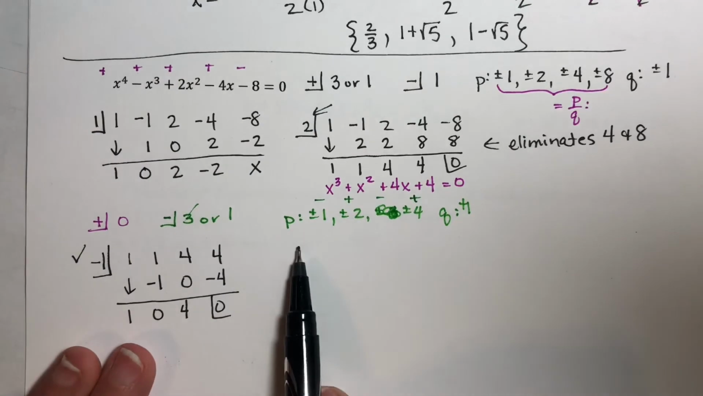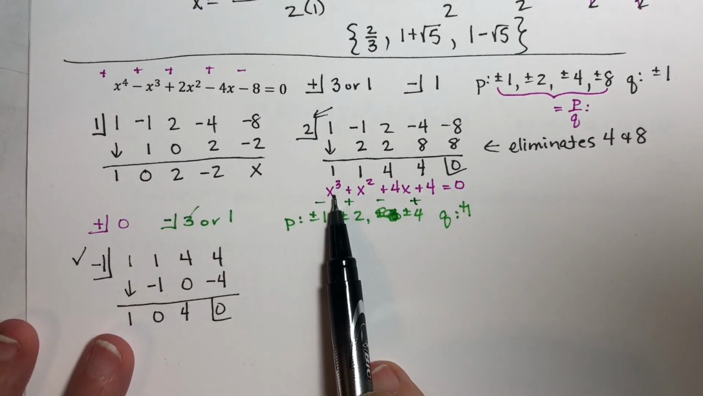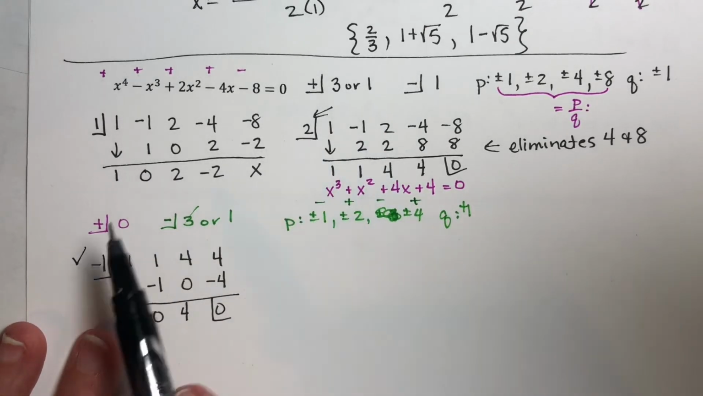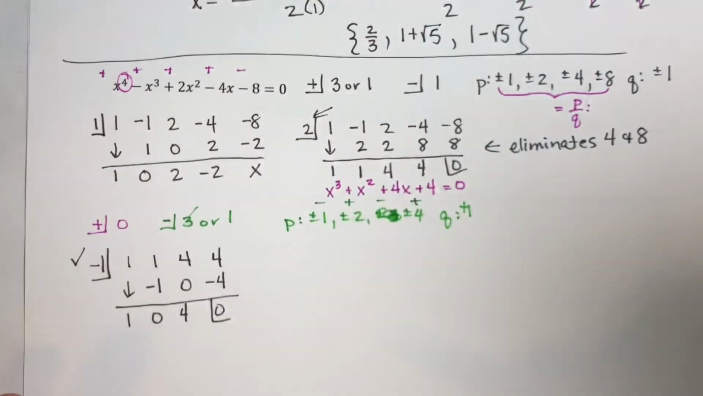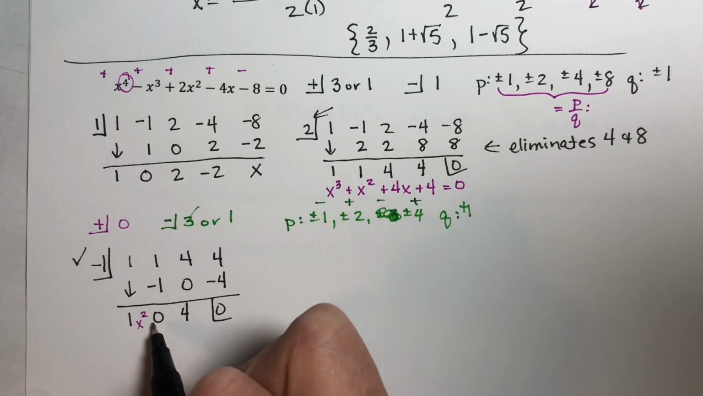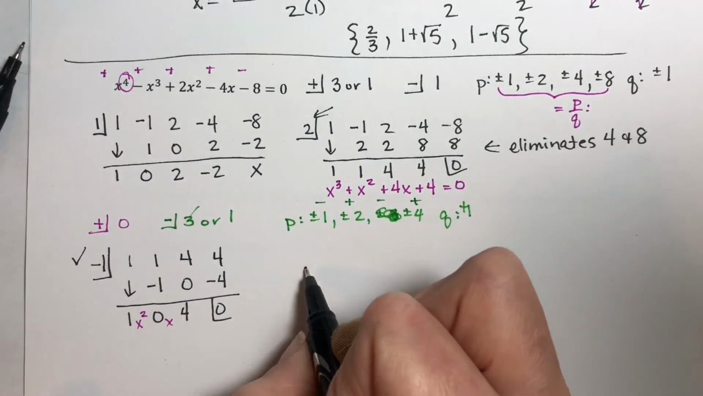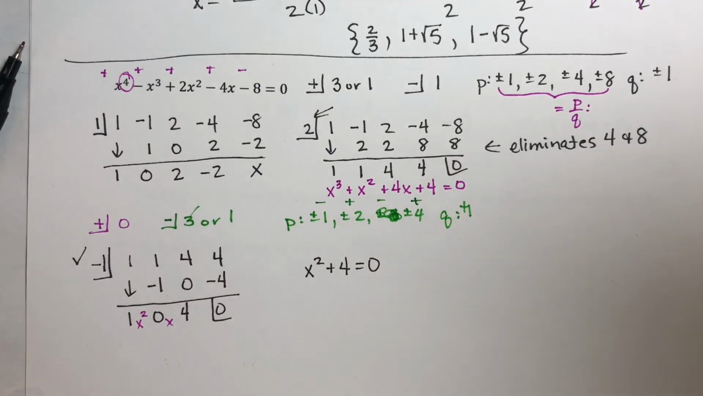Now I needed to do this because once I found one solution here, it only brought it down to a cubic equation. And I only know how to solve, in general, a quadratic. So only if I have a square. Now here I have 2 of my solutions. I have 2 and I have negative 1. Now to get my other 2 solutions, because I expect 4, I now need to solve 1x squared plus 0x plus 4. So I need to solve x squared plus 4 equal to 0.